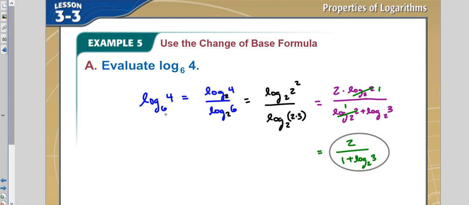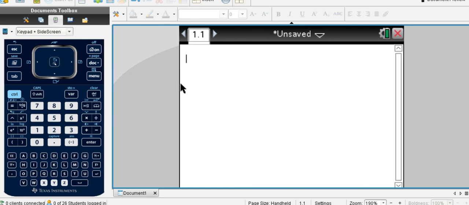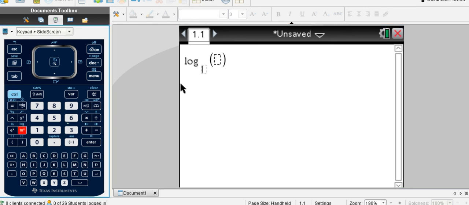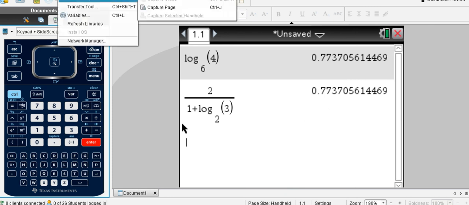And really the easier way of doing this with technology is you simply go to your calculator. And if you need to know exactly what it is, you'll press the log. So I press Control, again hit log. I'll type in 6 here and type 4 in. Now that value should be exactly the same as what we have here: 2 divided by 1 plus log base 2 of 3. As you can see, they're exactly the same value there.